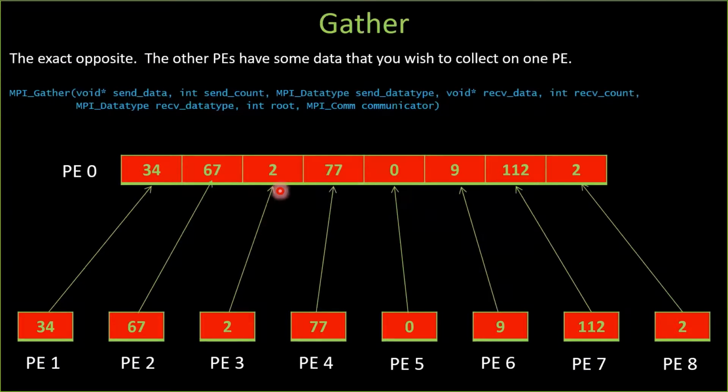Gather is the exact inverse of this, where all of the PEs have some data, and we would like to gather it together at some central point. It can be any one of the PEs. Again, it often turns out to be PE0 as the root. So all the PEs have some integer, and we would like to pull those together in some array here on PE0, and gather will allow us to do that.